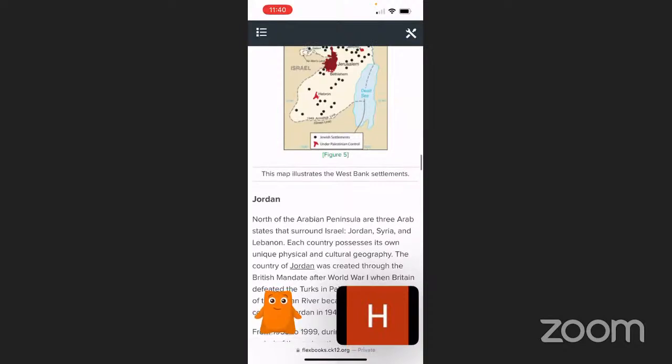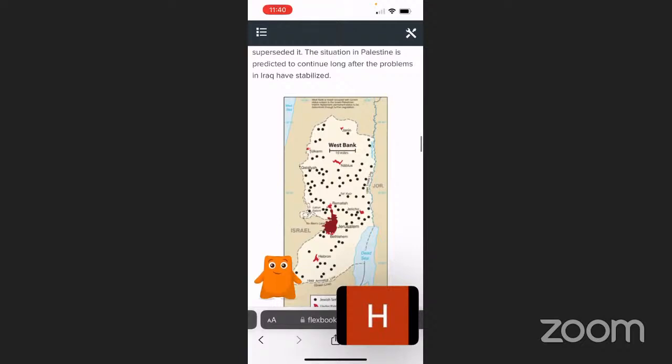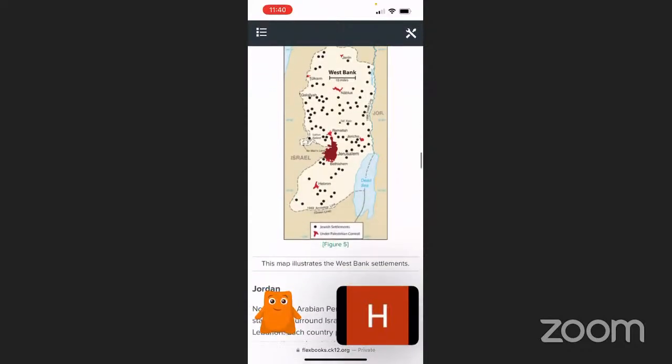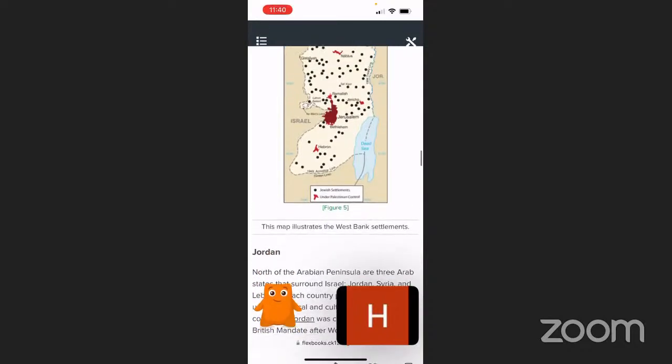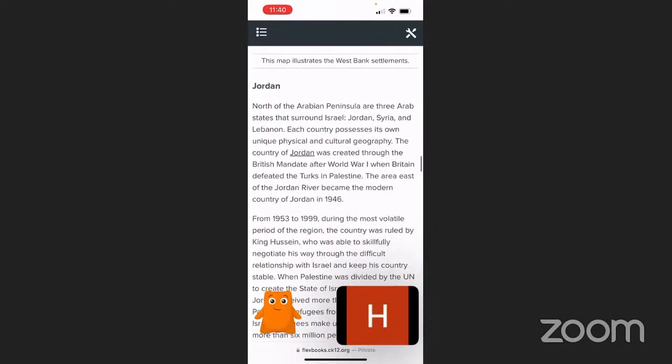So you can see how the Jewish settlement spread over all of Palestine in 1948. Technically they were spread apart, all over the country. So Palestine lost power basically. Okay, and then this is about Jordan.